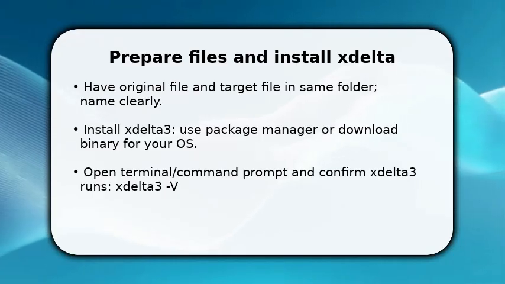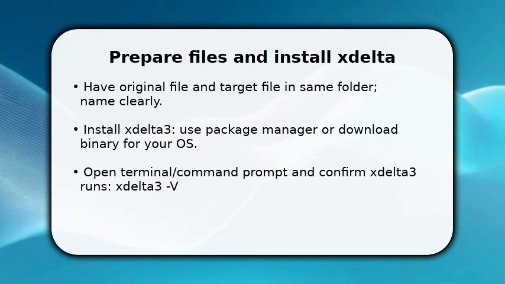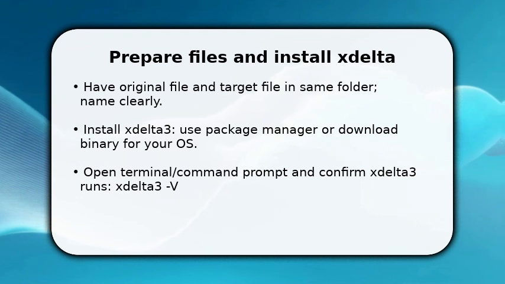You start with two files, the original and the updated target. Place them together so paths are simple because Xdelta works on file streams.